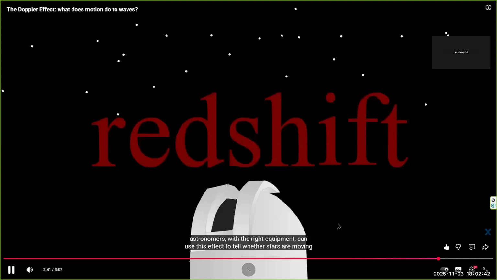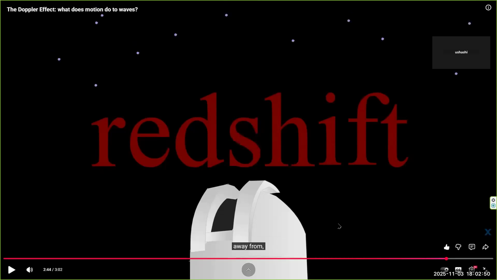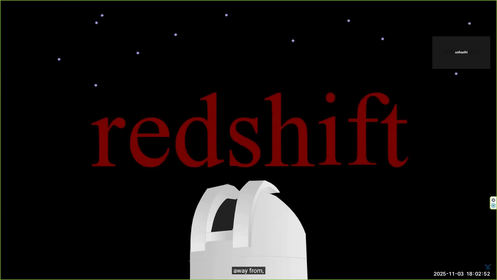With the right equipment can use this effect to tell whether stars are moving away from us. See what I mean? Which means if the sources are getting away from you, you will also experience the Doppler effect for light waves, because they are also waves. Getting away sources would appear to become more red than they truly are. Getting closer sources would appear to be more bluish compared to what they truly are.